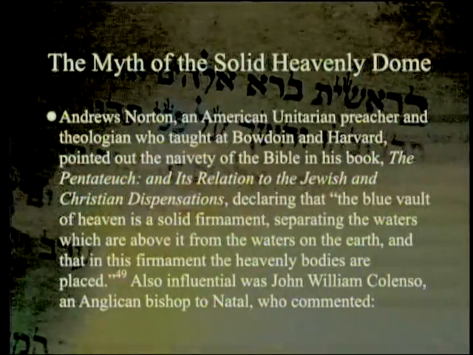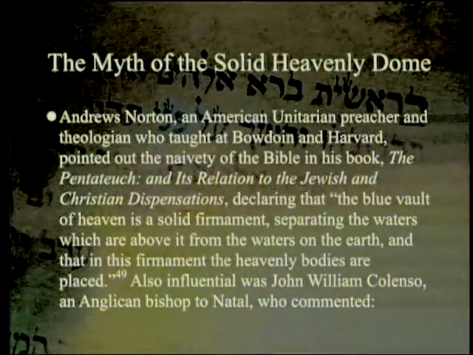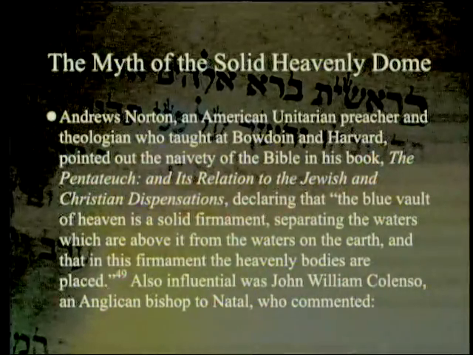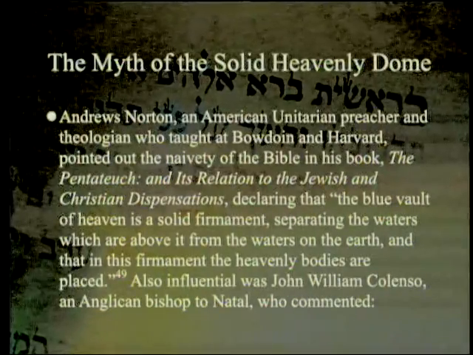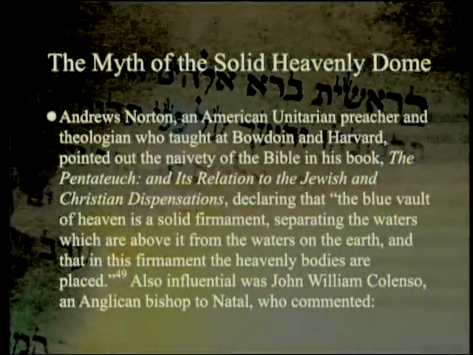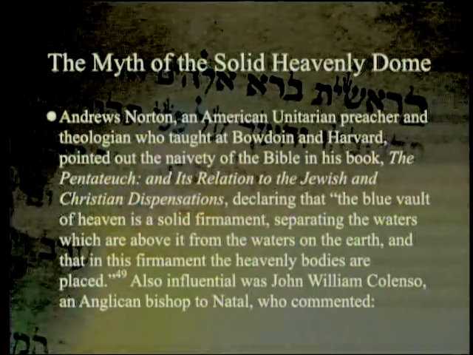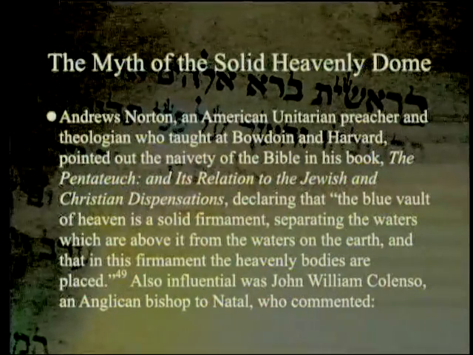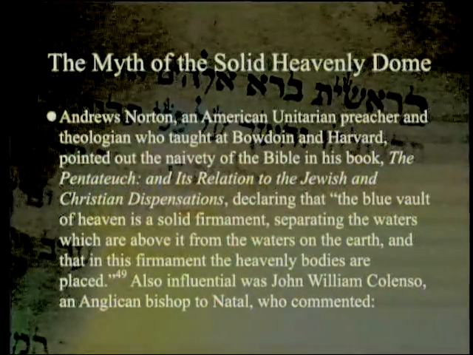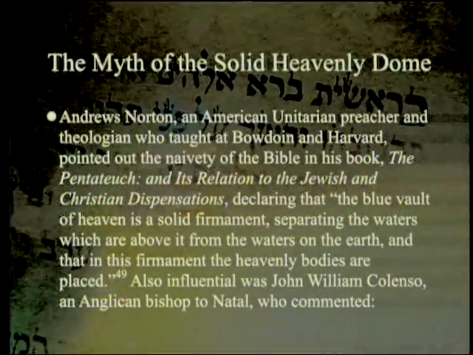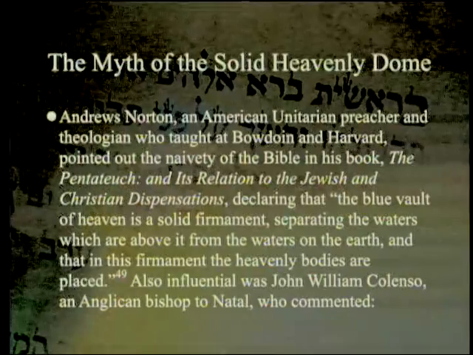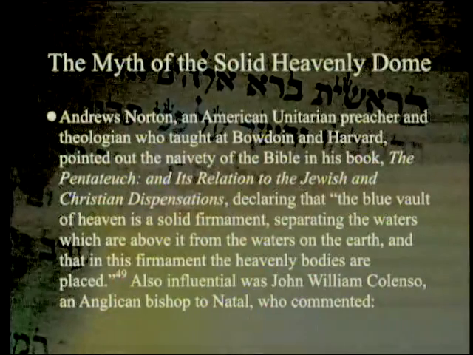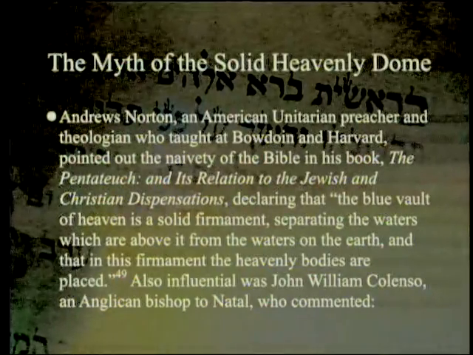Andrews Norton, an American Unitarian preacher and theologian who taught at Bowdoin and Harvard, pointed out the naivety of the Bible in his book, The Pentateuch, and its relation to the Jewish and Christian dispensations, declaring that the blue vault of heaven is a solid firmament, separating the waters which are above it from the waters on the earth, and that in this firmament the heavenly bodies are placed.